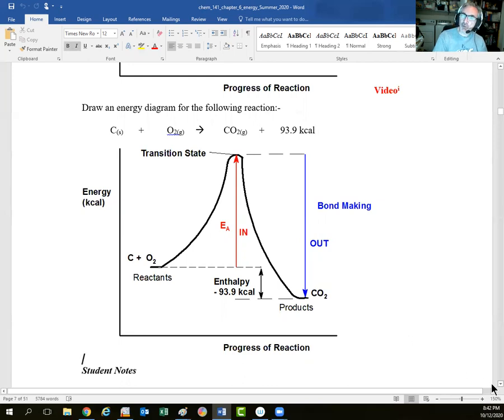So an exothermic reaction gives out energy, feels hot to the touch. The energy diagram finishes lower than it started. We would show the enthalpy term in the equation on the right-hand side, or that energy term can be quoted as a negative number.